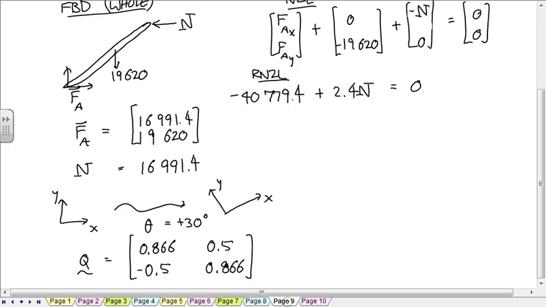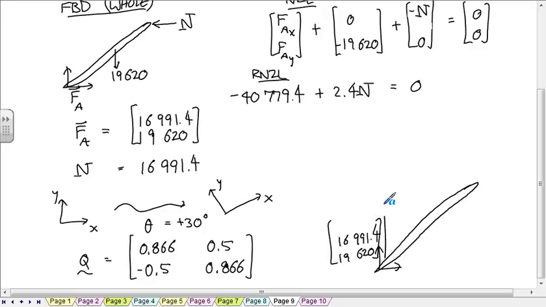Okay, so what was our old one? Here's what we had before. We had FA equal to 16,991.4, and then the Y component is 19,620. And then we add a distributed load acting down. What's the value of the distributed load, or how do we get that? Yeah, we have a total weight of 19,620. We're going to divide that by 4.8, and so you get a value of 4,087.5 newtons per meter acting down.